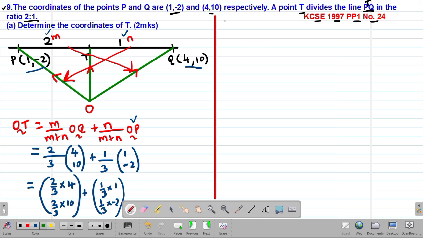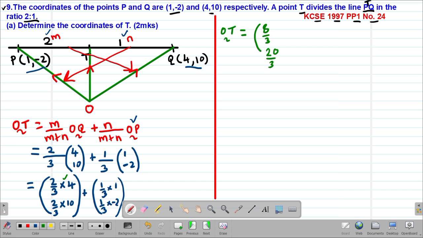So if I open brackets, I'll have 2 by 8. Of course, that is 2 by 4. I'll get 8. So it means the vector OT will be given by, so this will give me 8 over 3. So 2 by 4, I'll get 8. So this will be 8, then of course over 3. Then I'm going to have the following: 2 times 10. Of course, I'll get 20. So I'll have 20 over 3.